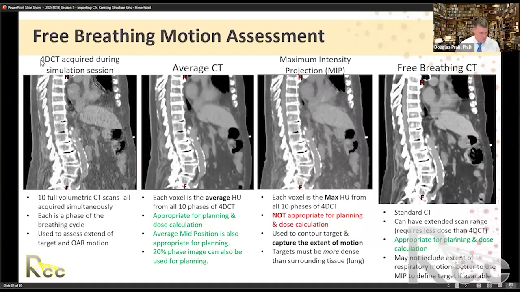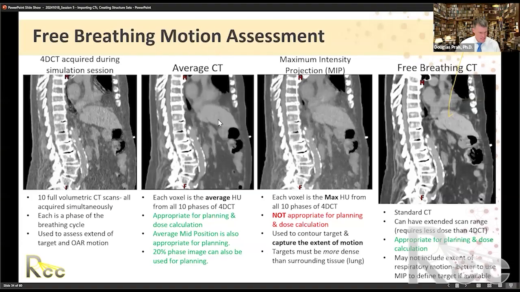You can see this is the raw 4D CT scan that we would acquire. It's just the patient's free breathing motion. Ultimately, you typically oversample during the 4D CT acquisition, but you end up generating about 10 phases that are all acquired simultaneously. And then each phase of the breathing cycle gets sorted.